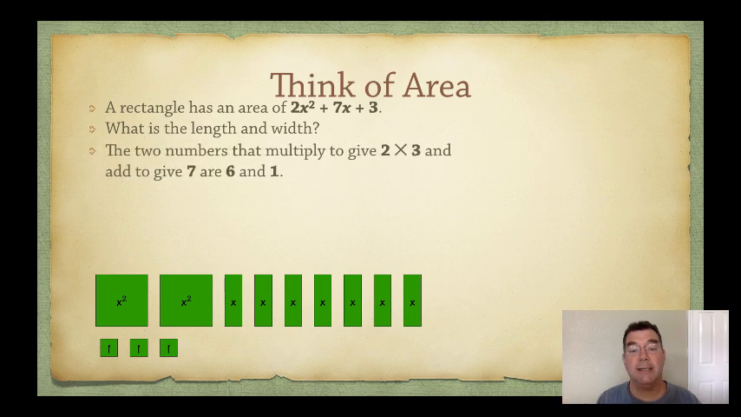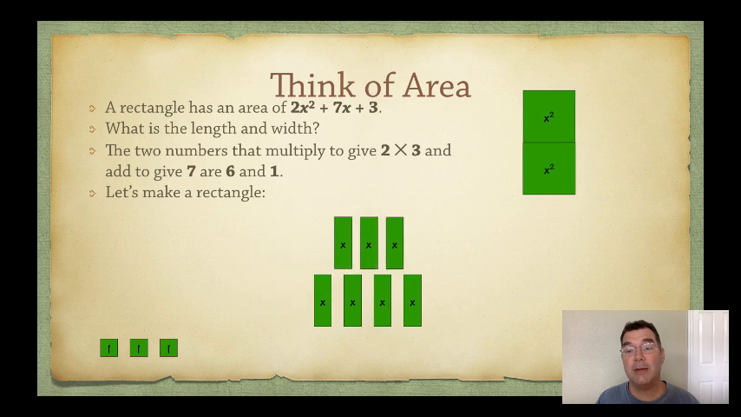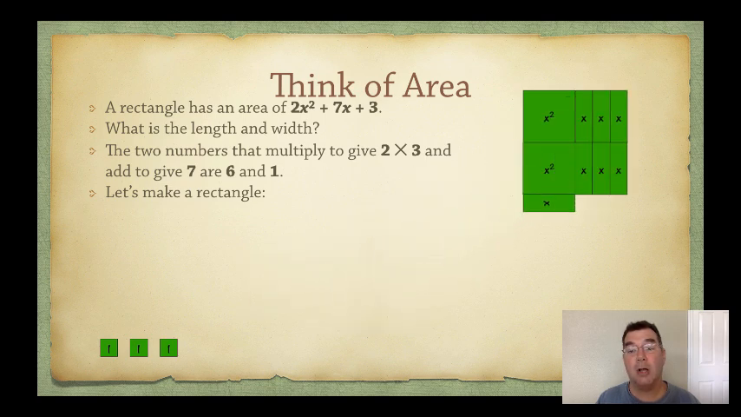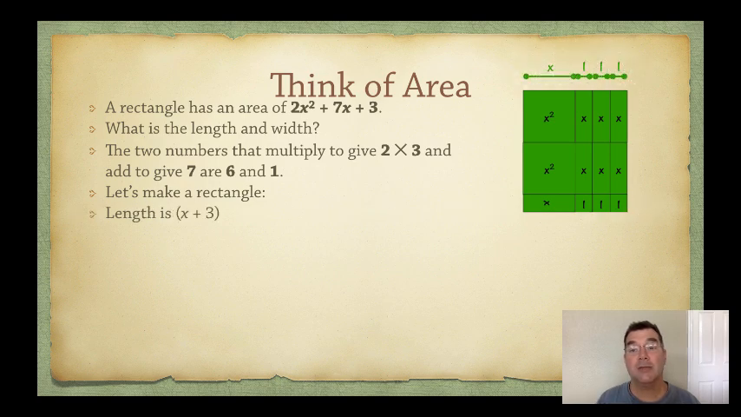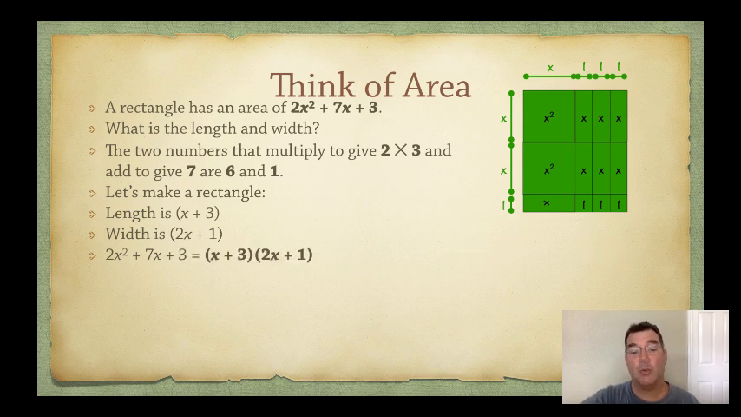So what I do is I look for the two numbers that multiply to give whatever 2 times 3 is, whatever the first number times the last number is, and add to give 7, which is the middle number, and those two numbers are 6 and 1. So let's go ahead and make a rectangle. If I organize all of those rectangles and squares to look like this, then that's what I have. And so my length is one of those x's plus 3, and the width is 2 x's plus 1. So that means the factorization is x plus 3 times 2x plus 1.